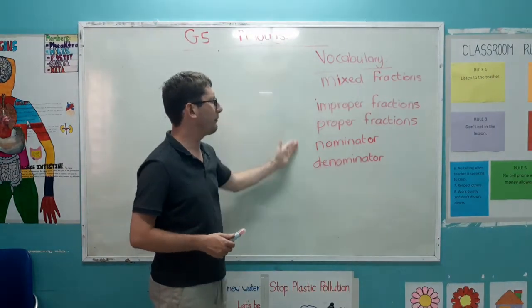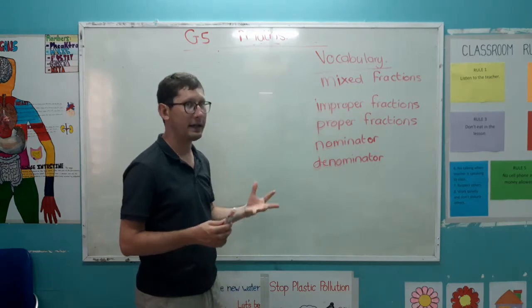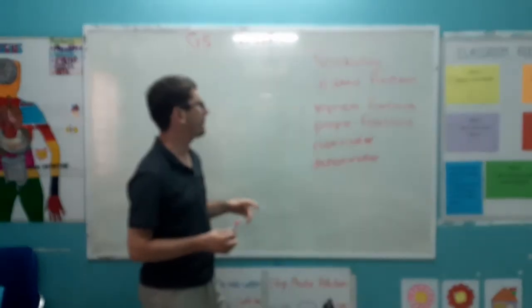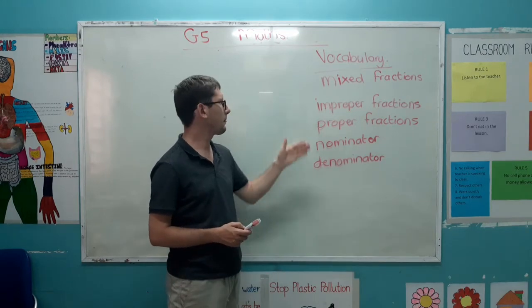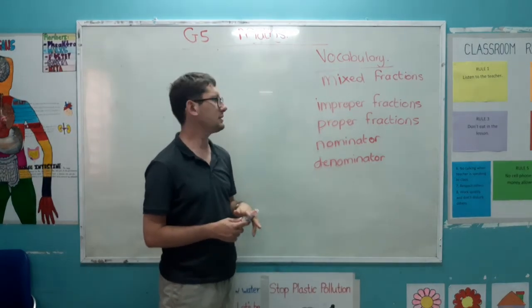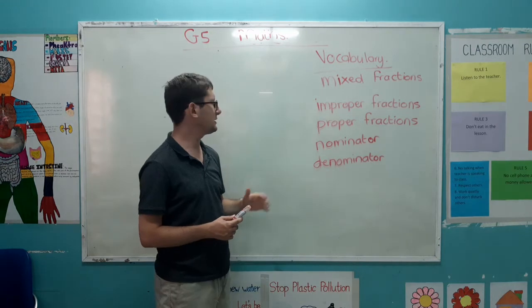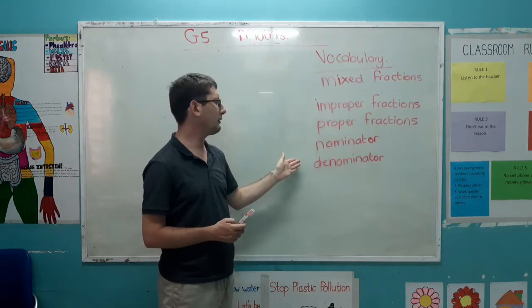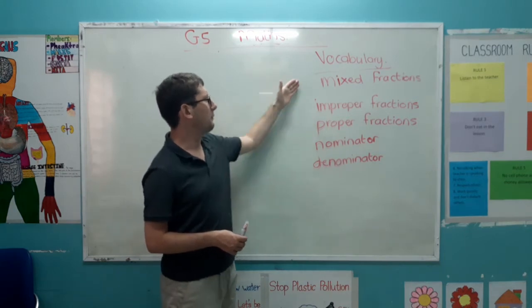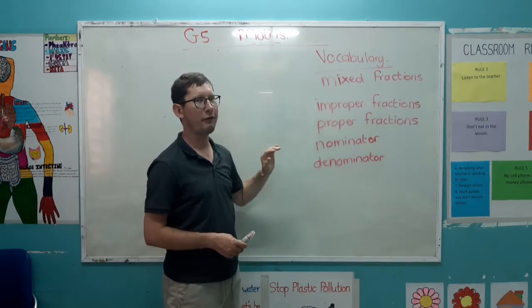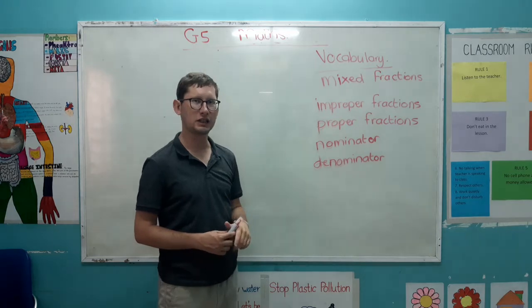I have a list of vocabulary which you have, I guess, already studied, but let's just have a look again. The vocabulary is mixed fractions, improper fractions, proper fractions, numerator and denominator. So what is the difference between mixed fractions, improper fractions and proper fractions?